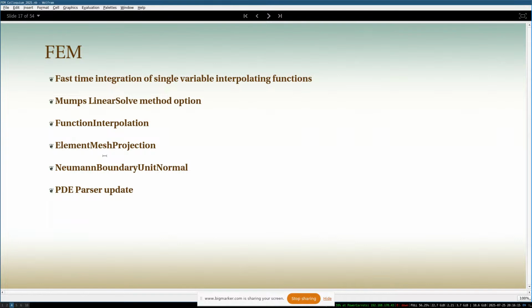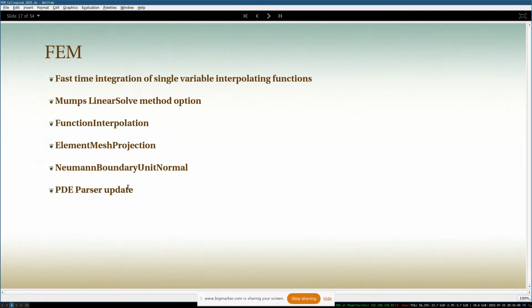So you can take a finite element mesh, a 2D mesh, and project it to 3D, or distort it and project it back to 2D, things like that. There is Neumann boundary unit normal. That allows you to model boundary normals in Neumann conditions. That helps, for example, with specifying forces in solid mechanics that are normal or non-normal and things like that.